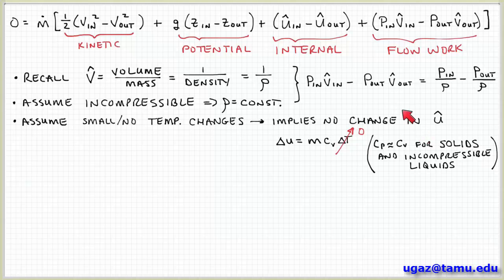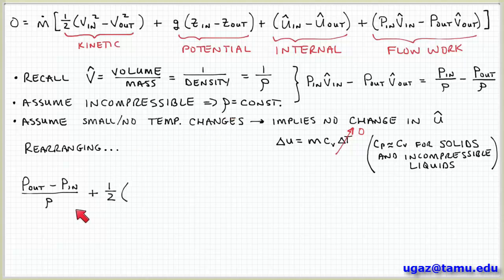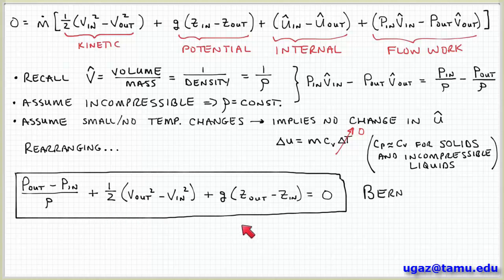And again, I don't want to get too much into the thermodynamic details of these assumptions, but basically this assumption that we've already made regarding the fact that there's small or negligible temperature changes between the system and the surroundings allows us to neglect the internal energy terms or contributions in the energy balance. So when we do that, we can simplify this further and rewrite our expression as follows. We have (P_out minus P_in) over rho, plus 1/2 (V_out squared minus V_in squared), plus g (Z_out minus Z_in). This equation is then referred to as Bernoulli's equation.